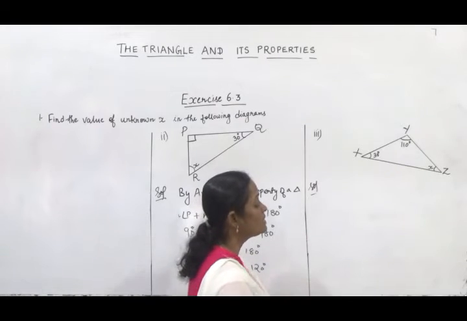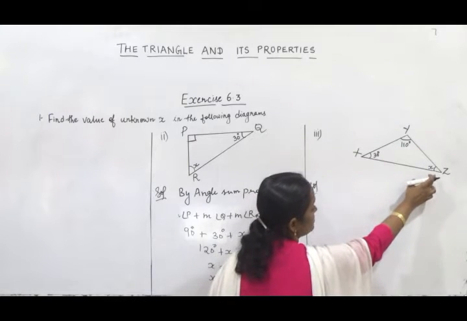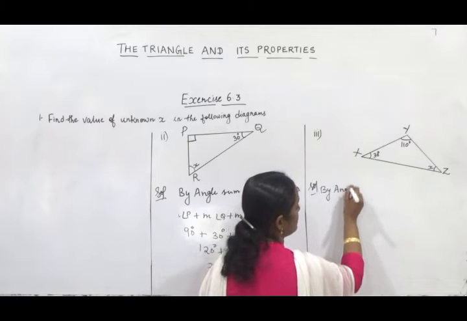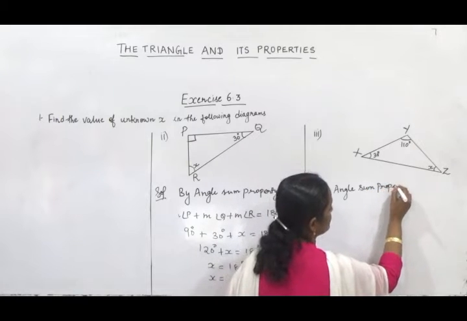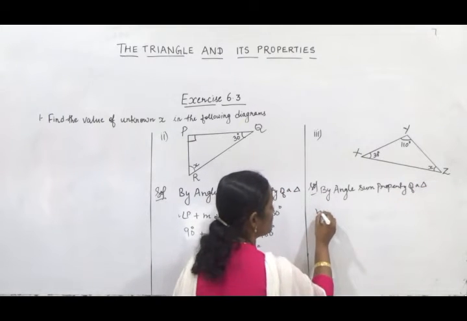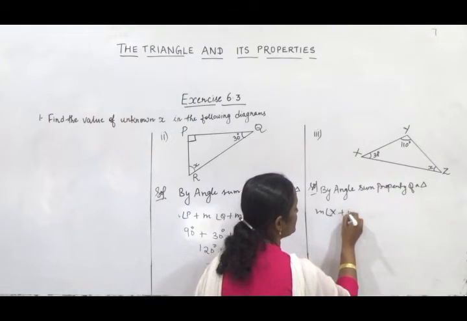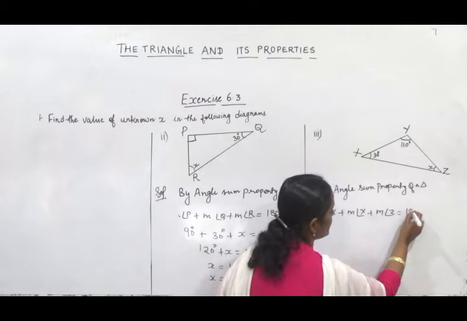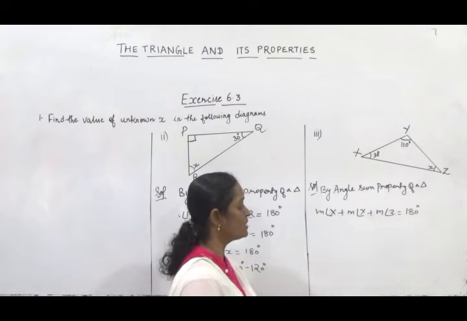Next question number 3 here. In triangle XYZ, the measures of angle x and y are given. We have to find the measure of angle z. So here by angle sum property of a triangle, we can write the measure of angle x plus measure of angle y plus measure of angle z is equal to 180 degree, because the angle sum property states that the sum of the three angles of a triangle is 180 degree.